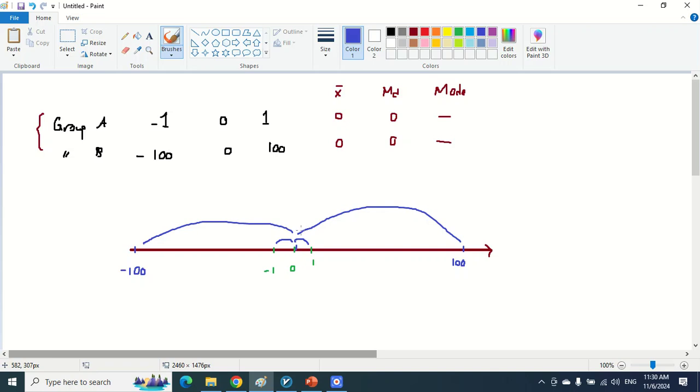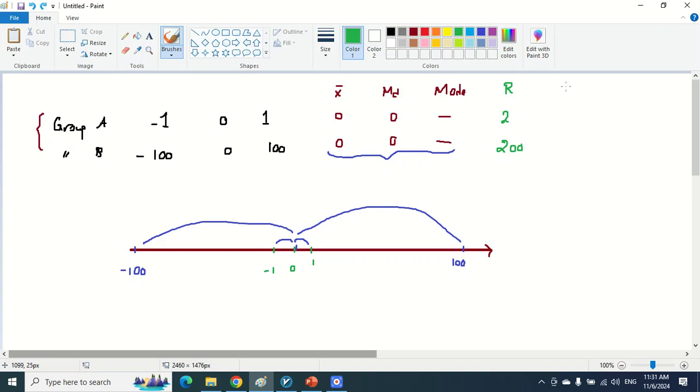How can we distinguish between group A and group B? As you can see, all the location measures are the same. So here we need another type of measurement that determines this dispersion, this separation. For this reason, we have the range of the data that we discussed before. The range is x max minus x min. For the first group, the range is equal to 2, and for the second one it is 200. So there is a difference between these two groups with this type of measurement.